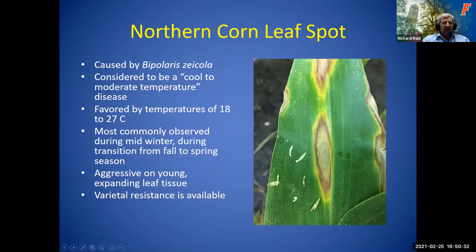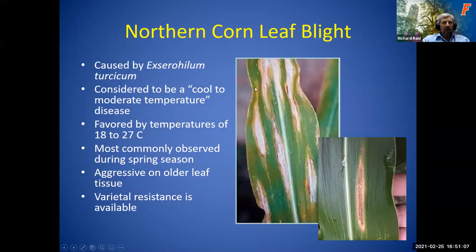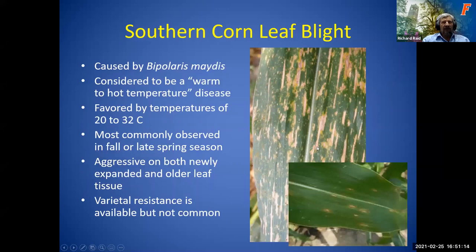I really consider this disease to be kind of a transitional disease between our warm fall season and the cool spring season. So we'll oftentimes see this one in December and January during those cooler months. It typically never builds up to the levels that northern corn leaf blight and southern corn leaf blight do, but it's characterized by these elongated kind of target-shaped lesions, whereas northern corn leaf blight is characterized by long elliptical lesions, and southern corn leaf blight by much smaller rectangular type of lesions.